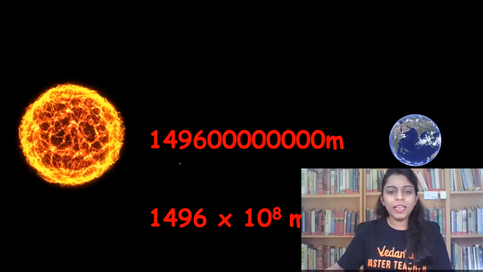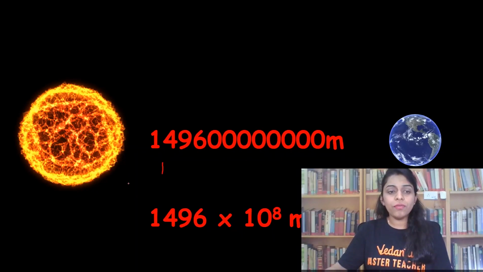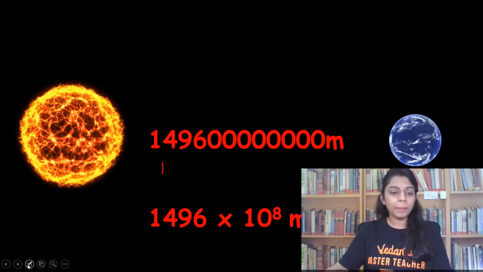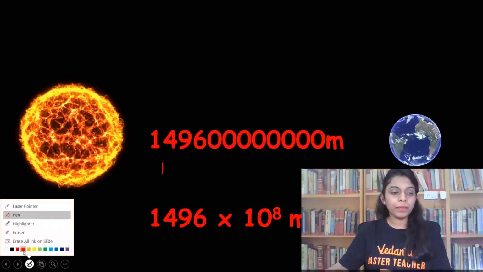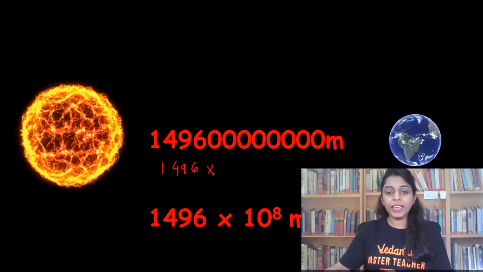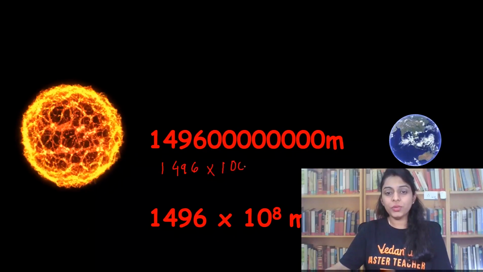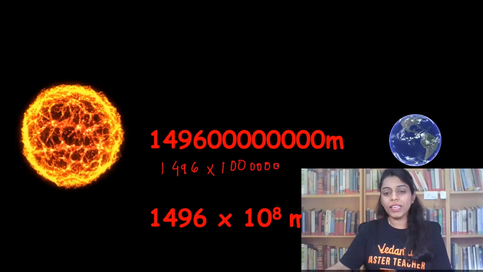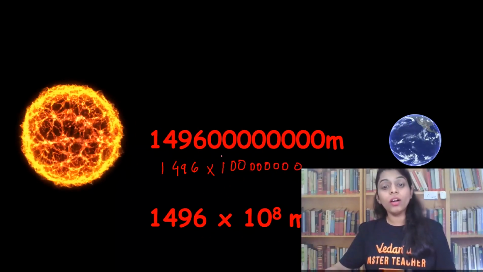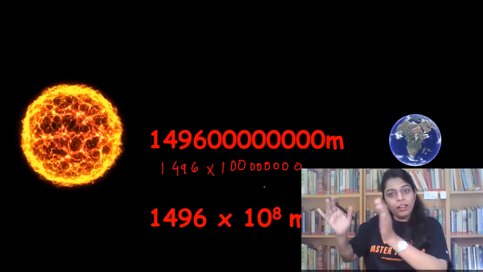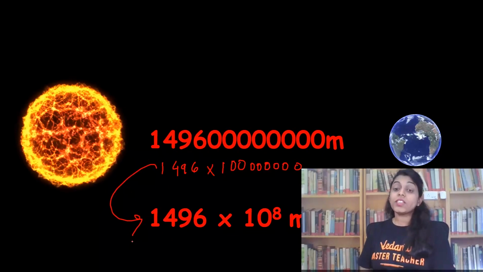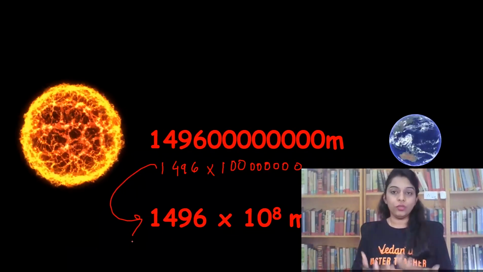What did I basically do here? I have written it as 1496 into 1, 2, 3, 4, 5, 6, 7, 8. What I have done here is I separated all the zeros from 1496 and then written them here as a power, right? So this is what exponents are used for.